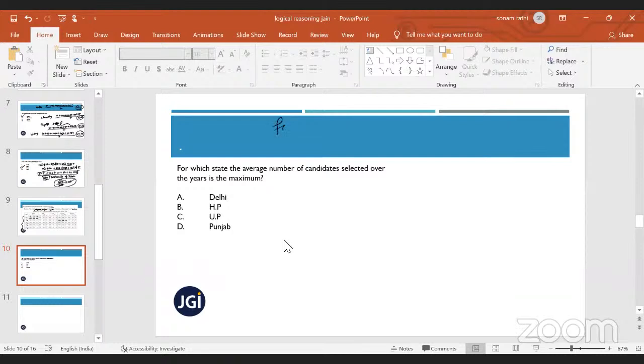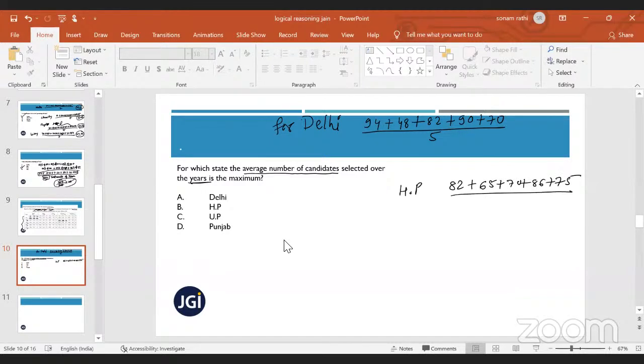So for Delhi, what will I do? 94 plus 48 plus 82 plus 90 plus 70 divided by 5, because 5 years are given to you and they're asking the average number of candidates selected over the years. So you have to do the average for Delhi. Okay, for HP, 82 plus 65 plus 70 plus 86 plus 75 divided by 5.